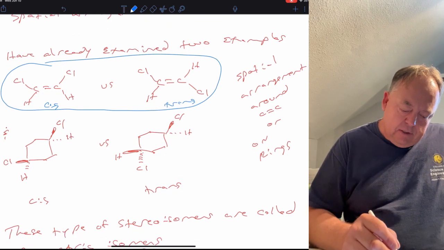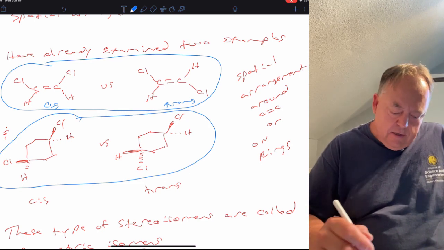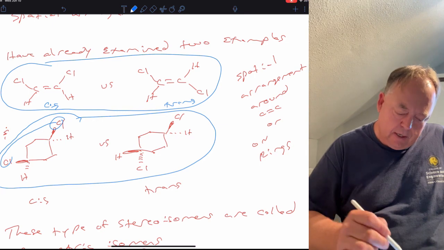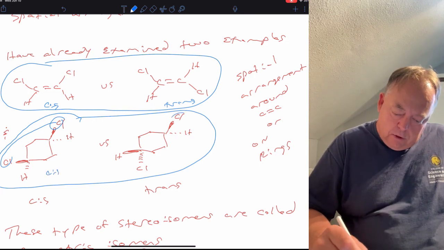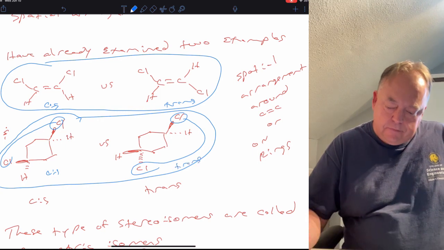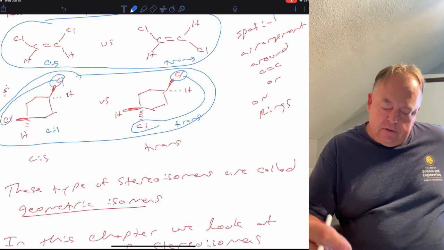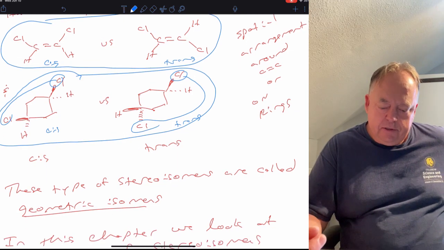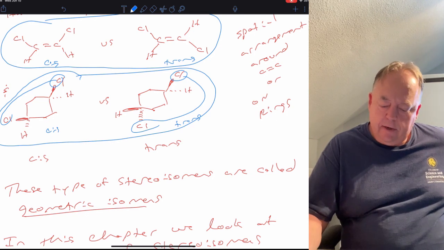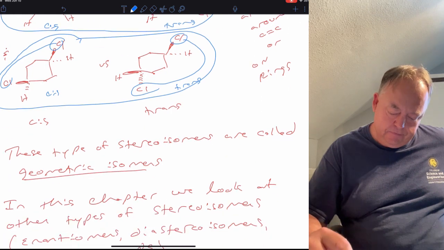And we've also seen these examples on rings. If you have two things attached to a ring, they could both be attached to the same side, both on top or both on bottom, so that would be cis. Or one could be on top and one could be on bottom, and that would be trans. Again, those are all just spatial isomers, so they're stereoisomers, and this type of stereoisomer is called a geometric isomer. Geometric isomers are just one subcategory of stereoisomers.